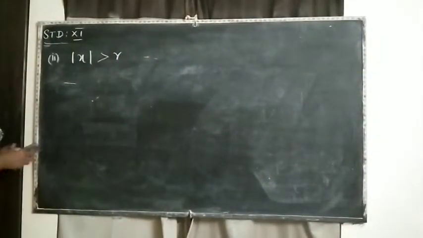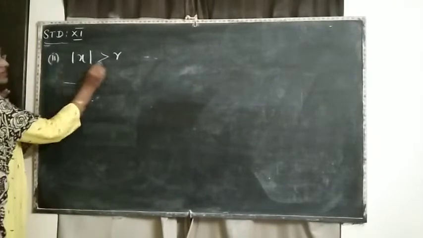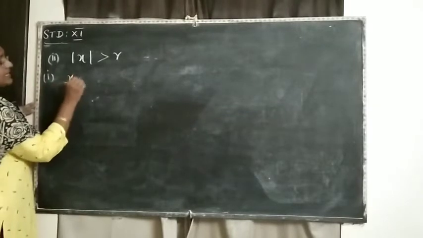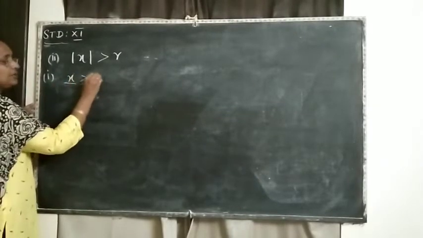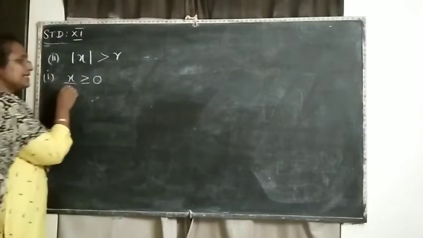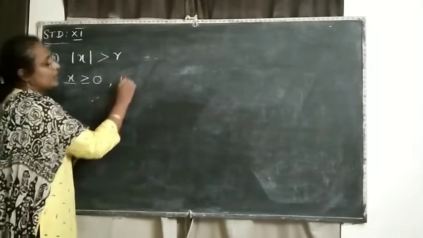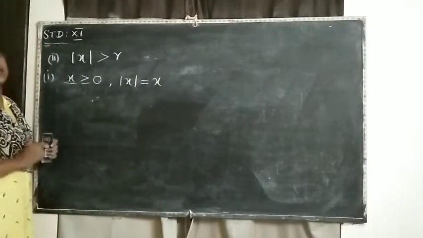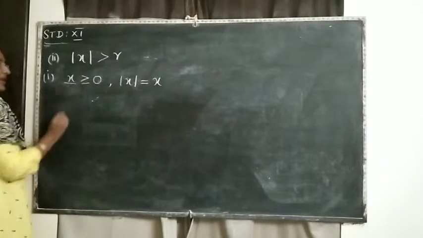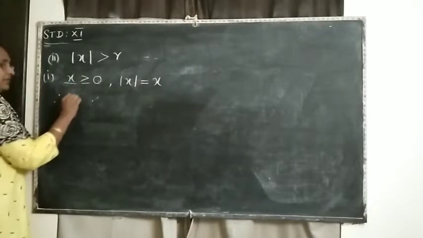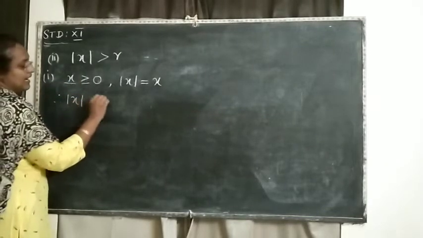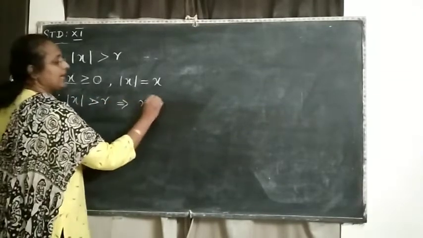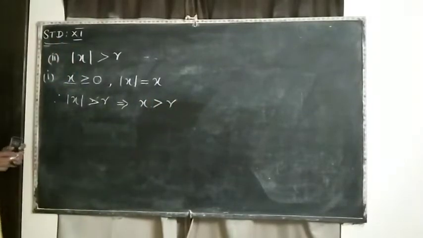Now look into this, modulus of x is greater than r. அப்போ first case I am going to discuss, x is greater than or equal to 0. அப்போ x is greater than or equal to 0 னா modulus of x ஓட வேல்யூ x ன்னு எழுதுவோம். So the same way, therefore modulus of x is greater than r implies modulus of x ஓட வேல்யூ x. So x is greater than r. Is it clear for you?